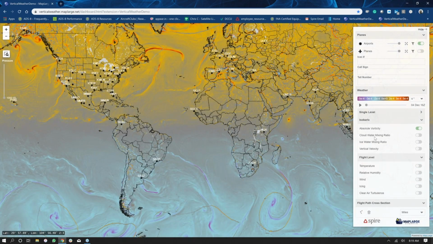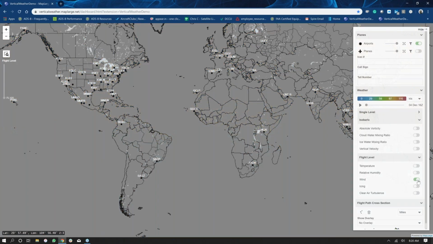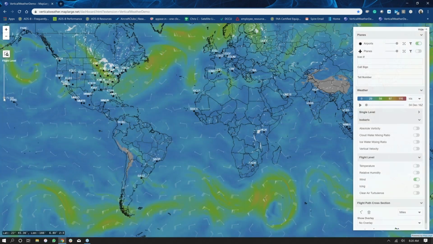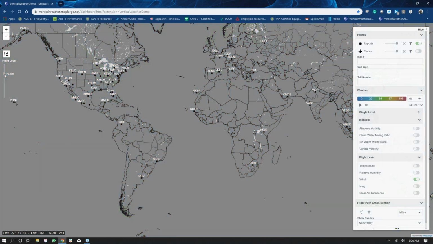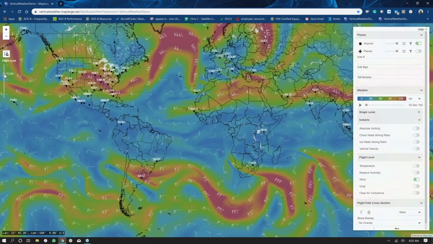We can also run all of these single level or isobaric level functionality with an output of every hour as well. But what we're really here for is to look at the winds, icing, and clear air turbulence. So again, with the scale bar, it allows you to pick the destination or direction of your aircraft. So if we were flying from San Francisco to Heathrow Airport today, we'd be at flight level 35,000 across the United States and on to England. And you can see the wind patterns throughout the entire flight.